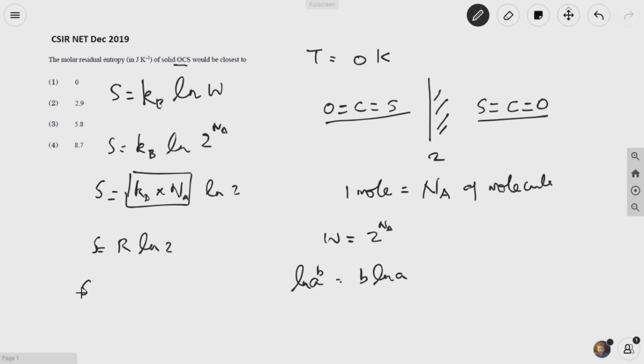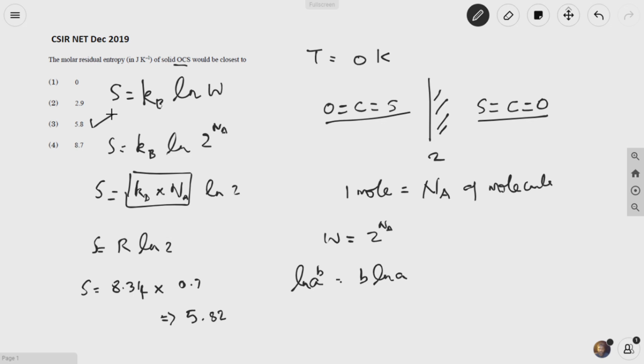So therefore your S will be equal to 8.314 and ln 2 is 0.7. So that will be equal to how much? 8.314 into 0.7 is 5.82. So the value is close to option 3, 5.8.